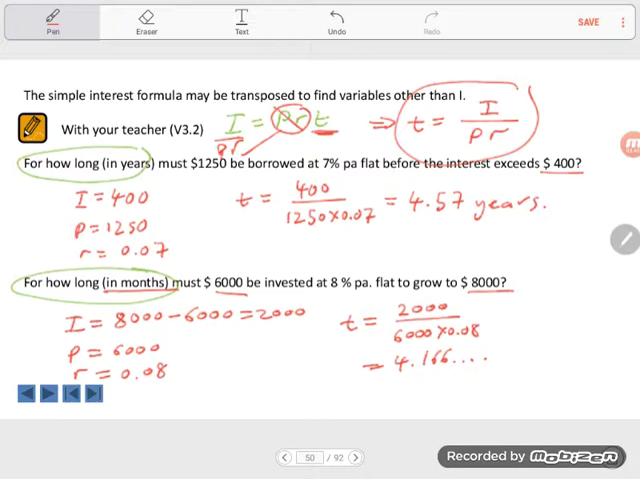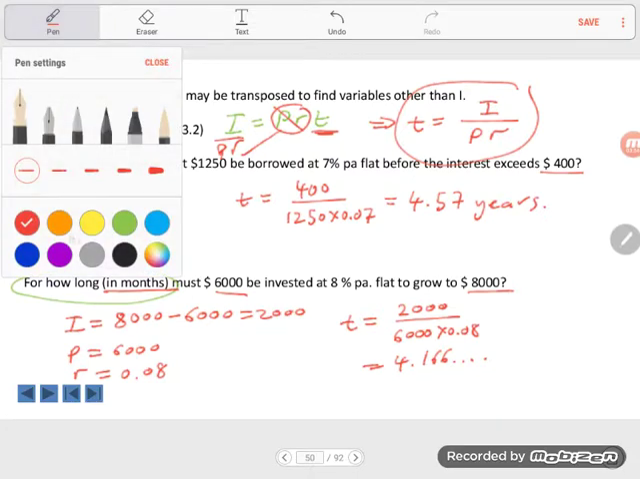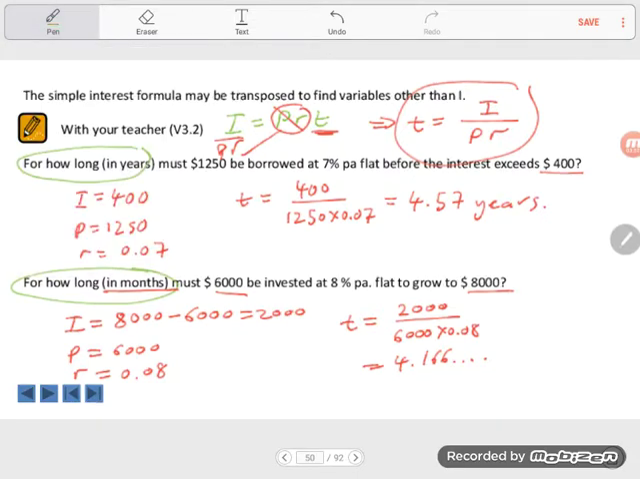So how do we convert that to months? Well, how many months in a year? That's right, 12 months in a year. So to convert to months, we'll multiply this by 12. So you should get 50 months.